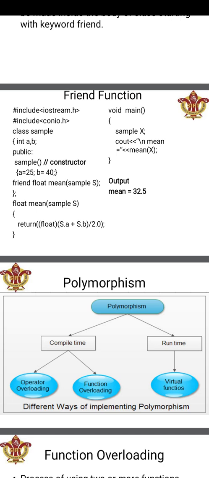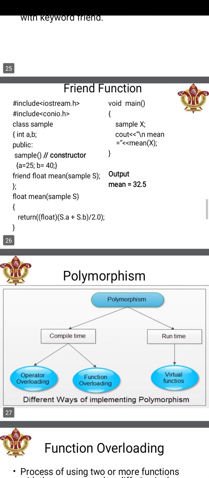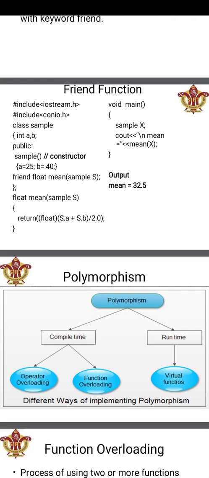After that you can see this keyword float. It is known as typecasting because a and b are integer variables, so we want to convert this whole value into a float or decimal value. Therefore s dot a plus s dot b, and then the float will convert it into a decimal. After that it will divide by 2.0, so the answer will be in floating or decimal form.